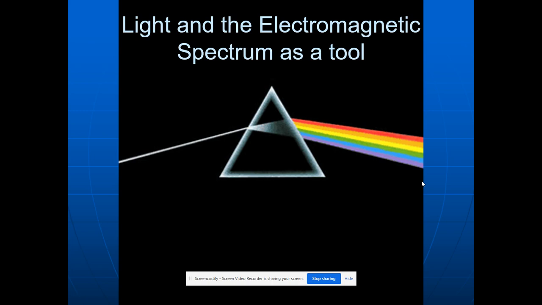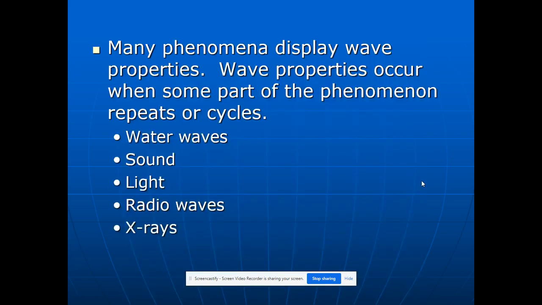So we're going to look at light and the electromagnetic spectrum, because light is part of the electromagnetic spectrum. And all of these are what we call waves. So let's take a little look at what waves are. There are several different phenomena, things that we see around us, that are actually wave phenomena. These things have wave properties, so we have to learn some of the wave properties.